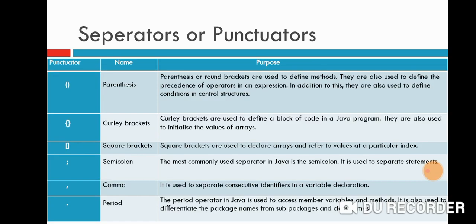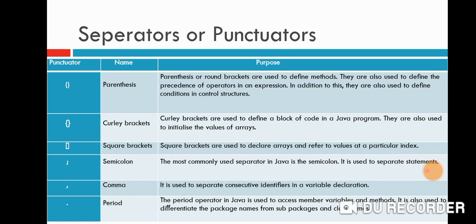Now, separators and punctuators. Separators and punctuators are the punctuation marks or symbols which are used to group or separate code. We already know a few separators like semicolon, comma, period, etc., and we will be learning a few more in this session and a few more later.